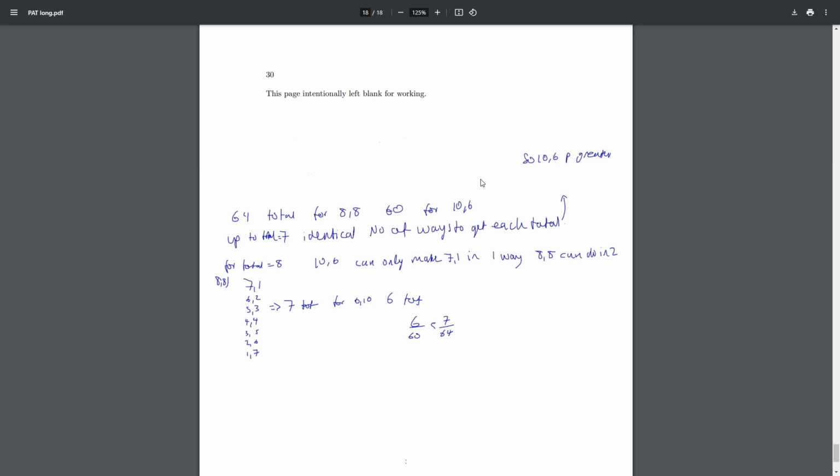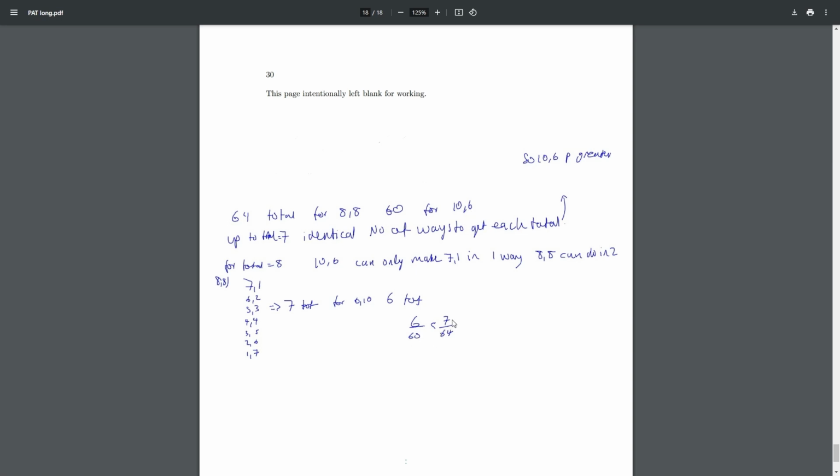And then when the total is 8, the 10, 6 can only make 7, 1 in one way, as this 6 die cannot roll a 7, but the 8, 8 can do it in two ways, as either of these dice could roll a 7 and the other one gets a 1. So if we list out all the combinations which add to 8, 7, 1, 6, 2, 5, 3, 4, 4, and so on, we see that there's 7 total for the 8, 8 die, and there's only 6 total for the 10, 6 die, because we get rid of one of these 1, 7 or 7, 1 pairs. And that means that the probability for the 8, 8 die is 7 over 64. For the 10, 6 die, it's 6 over 60.